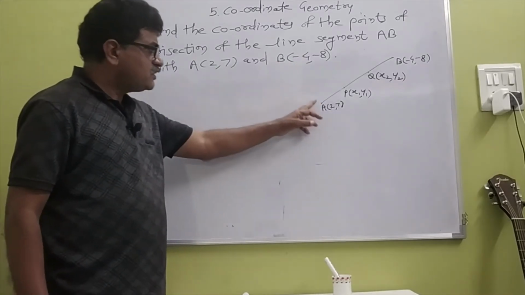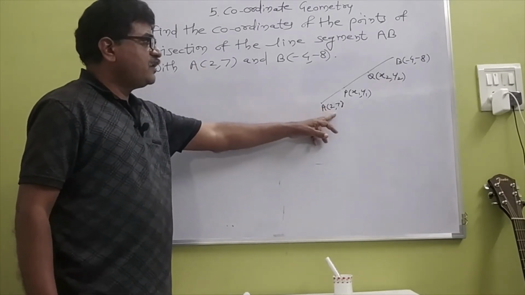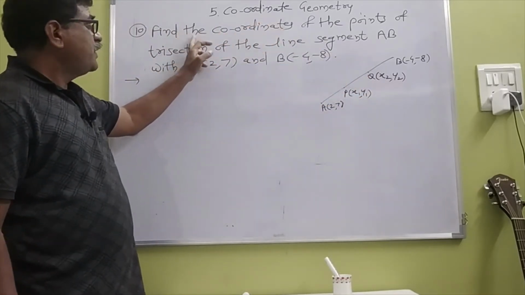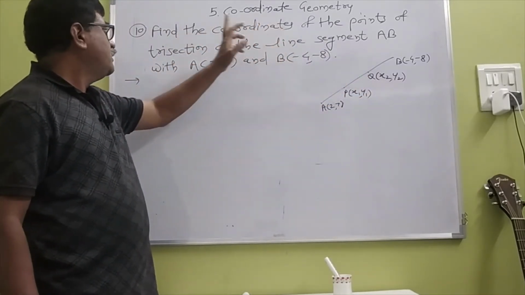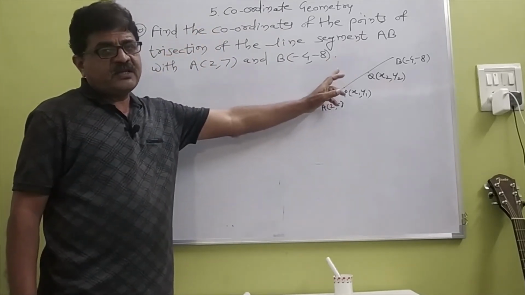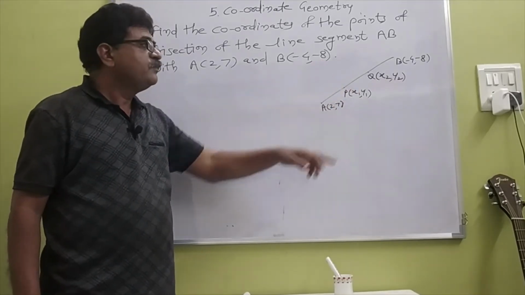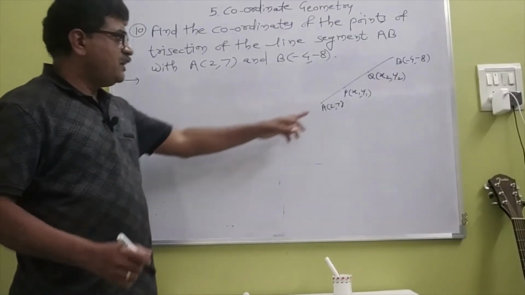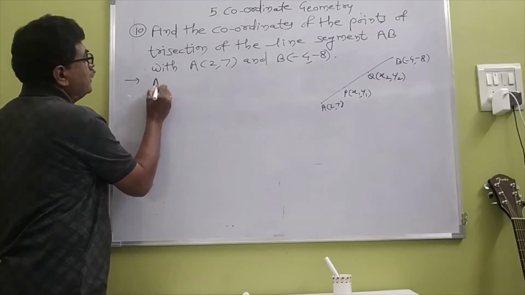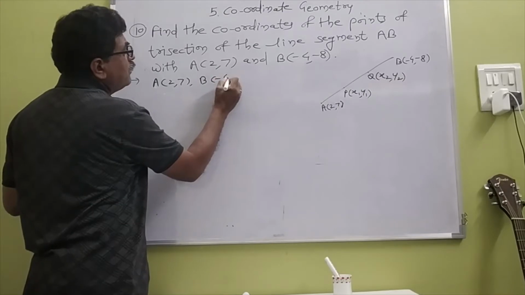Now first we draw this line segment AB. Coordinate of point A is (2, 7) and B is (-4, -8). Now we have to find the coordinates of the points of trisection of this line segment. Trisection, that is, this segment divides into 3 parts. First write down the given: A(2, 7), B(-4, -8).